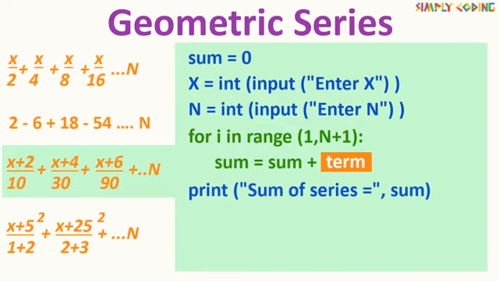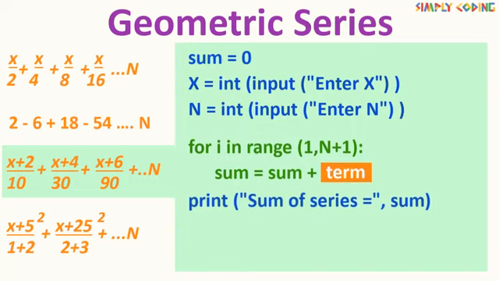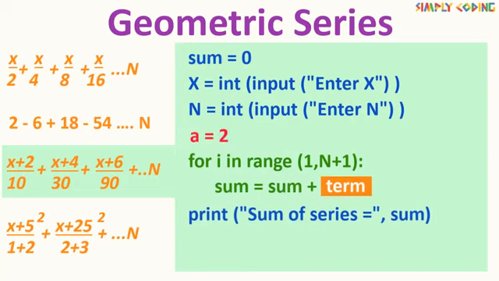Now this has two series. One is arithmetic series in the numerator and geometric series in the denominator. How do we solve this? We will take our template and for each series we will declare a separate variable. So we have two variables, one a which we will initialize to 2 and k which we will initialize to 10, which are starting number of each series.